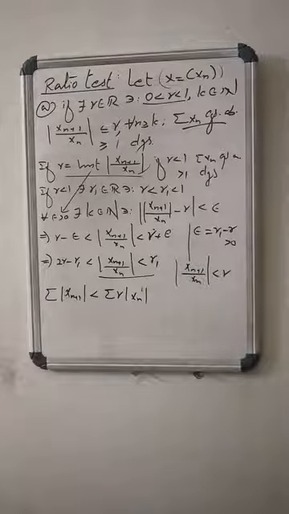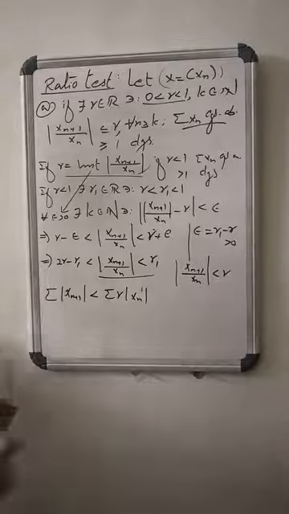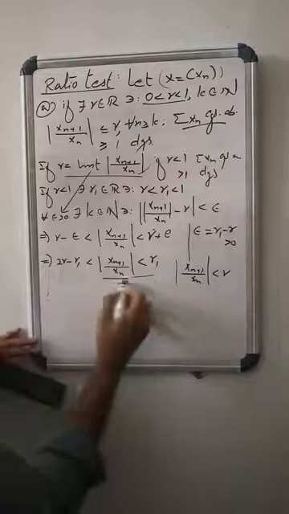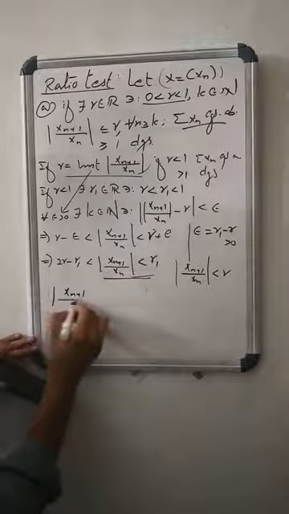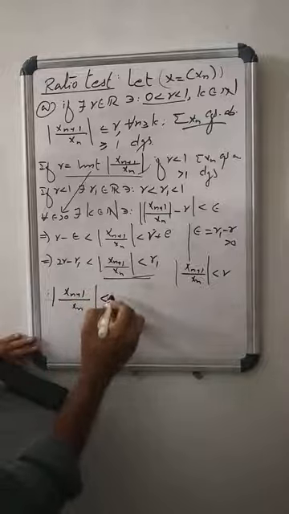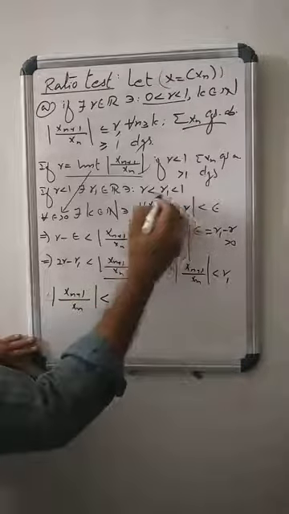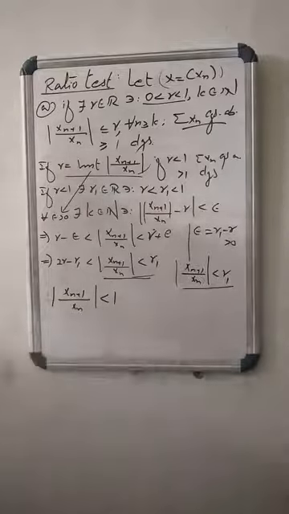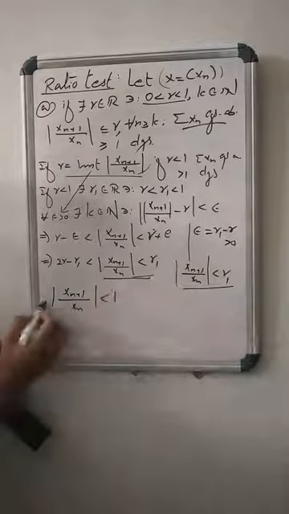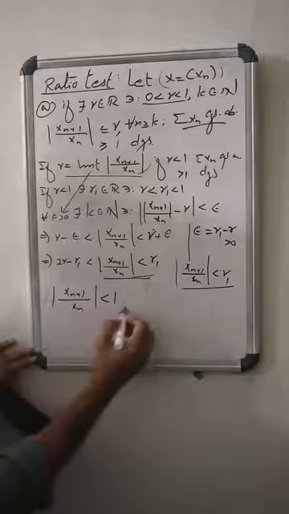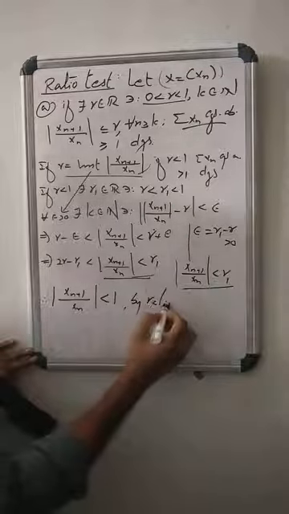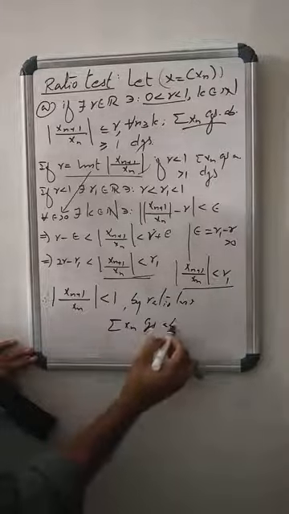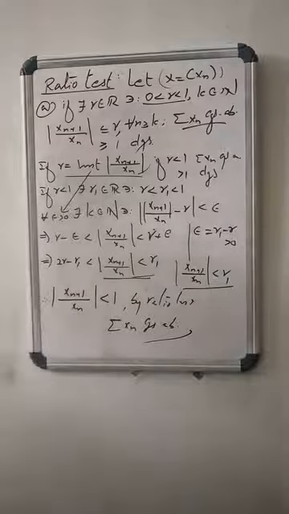So consider, by the ratio test, modulus of xn plus 1 by xn is strictly less than r1. What is r1? r1 is less than 1. Modulus of xn plus 1 by xn is strictly less than r1, but r1 is less than 1, therefore modulus of xn plus 1 by xn is strictly less than 1. So by the ratio test, what do you get? Sigma xn converges absolutely. Okay.